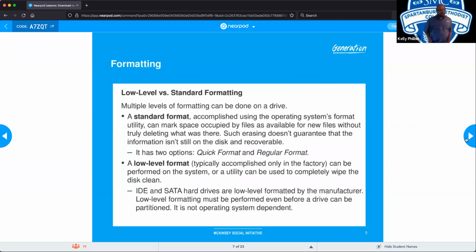So formatting falls into two types. Typically, you have your standard format, which has two options: your quick format and regular format. Does anybody remember the difference between quick and regular? What is happening on regular that is not happening on quick?